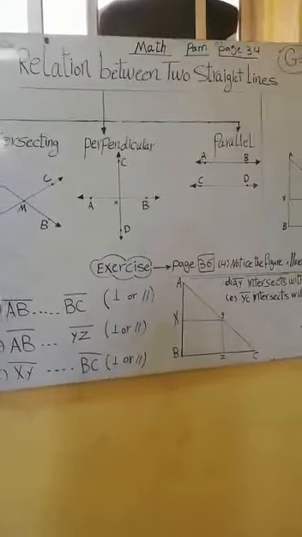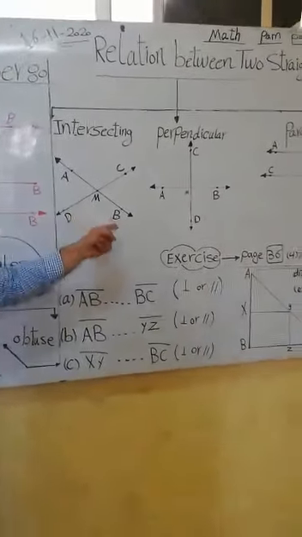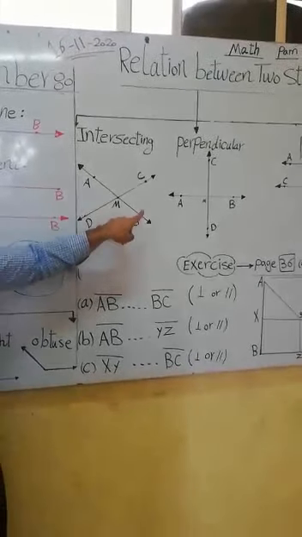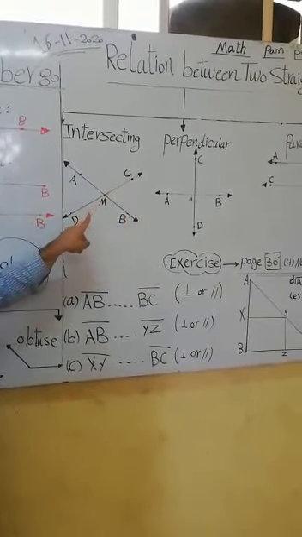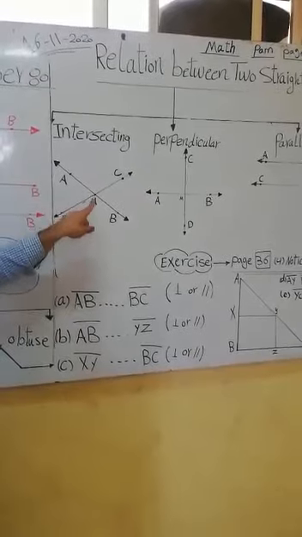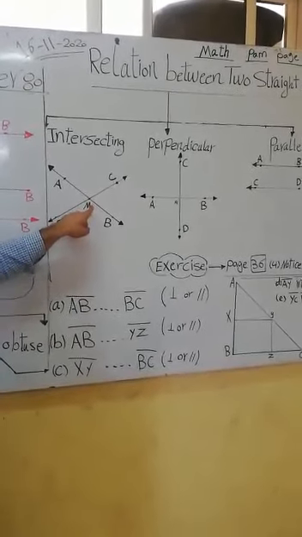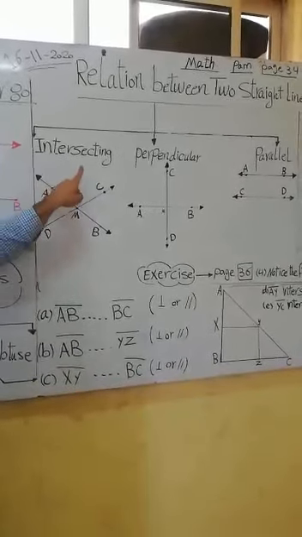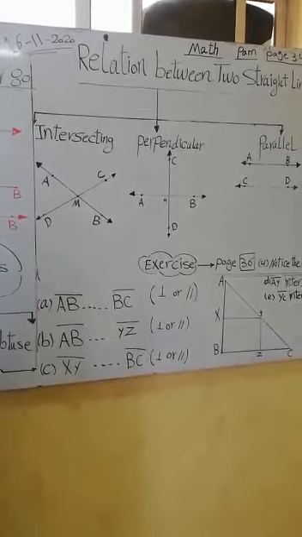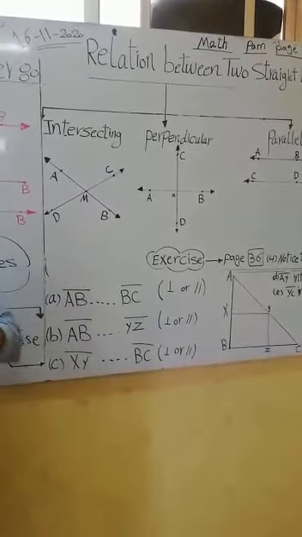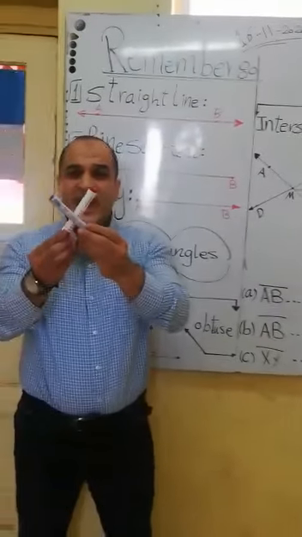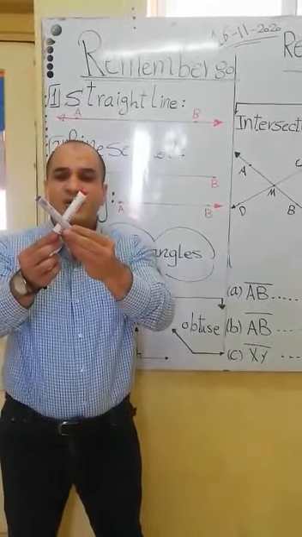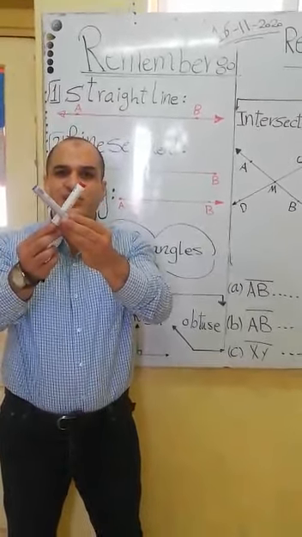The first case: if I have this straight line, the first straight line is AB, and the second straight line is CD. If these two straight lines intersect at one point, we call them intersecting straight lines. If I have two straight lines like this and they meet at one point, we call them intersecting straight lines.